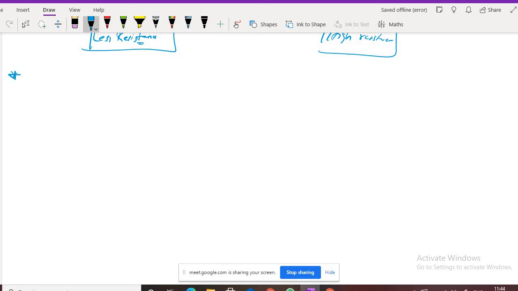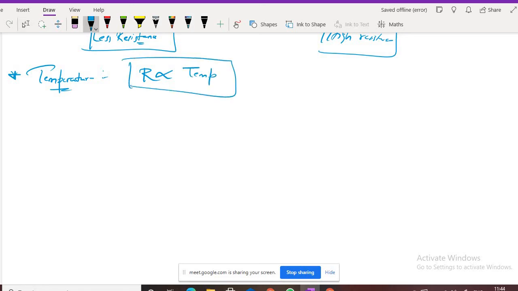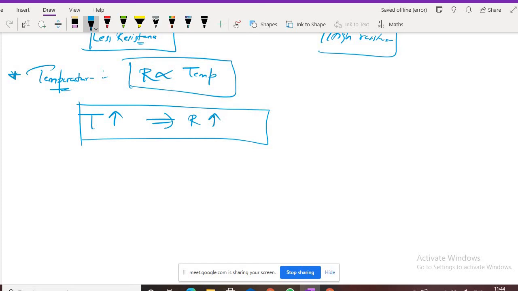Okay. Now, the last point, temperature. See here, resistance is directly proportional to the temperature. That means if temperature increases, then resistance will also increase. Have you understood?